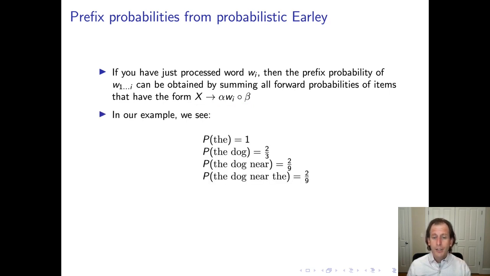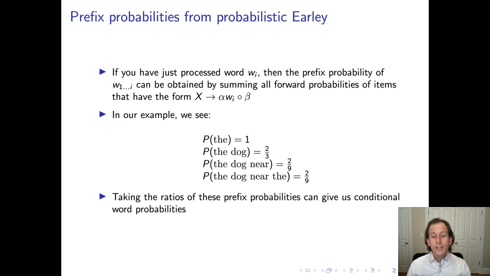And in our example, we saw, if you go back to the last slide and look, that the prefix probability of "the" is 1, of "the dog" is 2/3, as we reasoned before. As "the dog near" is 2/9, as "the dog near the" is also 2/9. And if we continued on, we would get different probabilities. We'd have to have dog or cat next, and the prefix probability would go down.